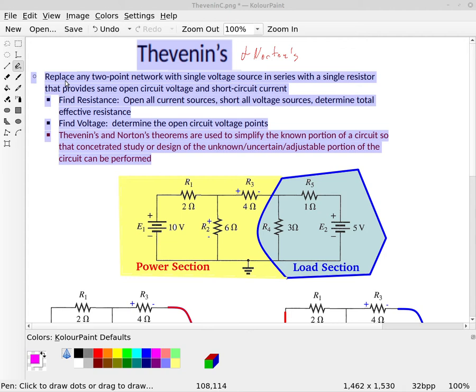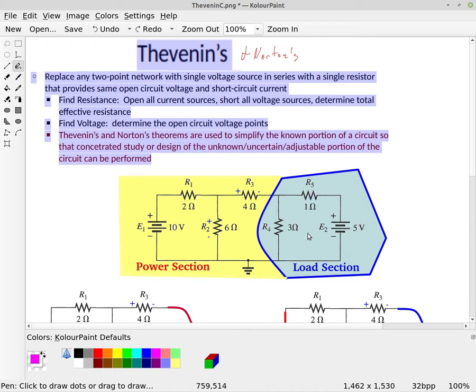So we have this power section here, and all the components within this power section are usually just there to generate the power at the voltage and the currents required for this load section to perform the actual tasks that we want the load section to perform.